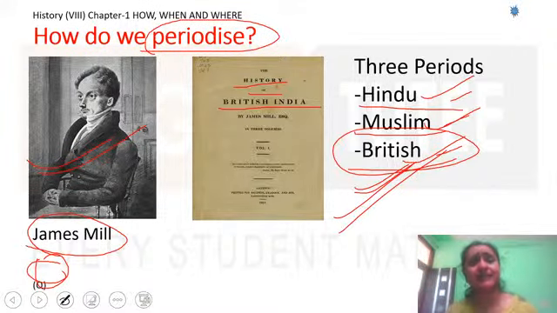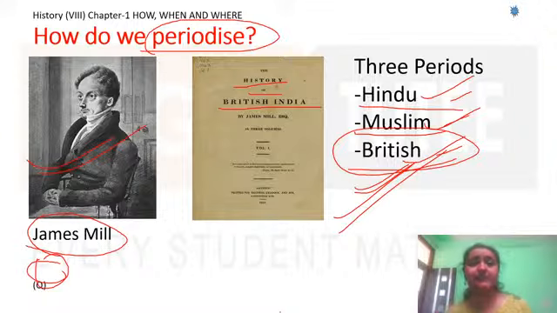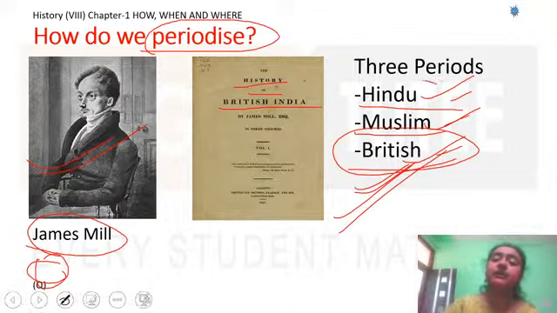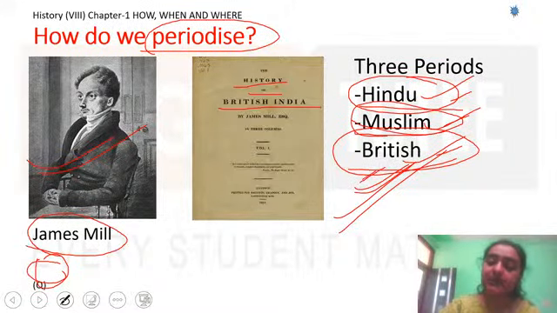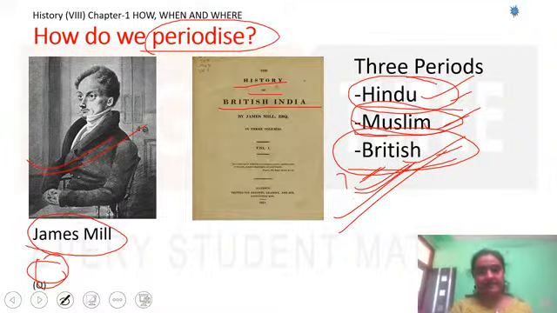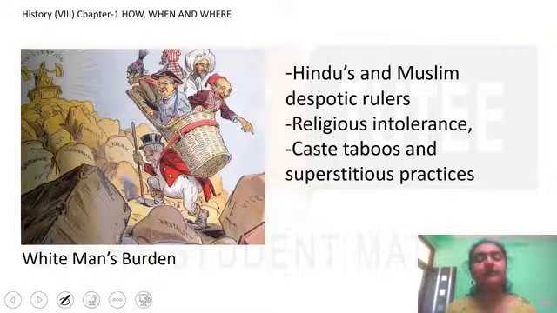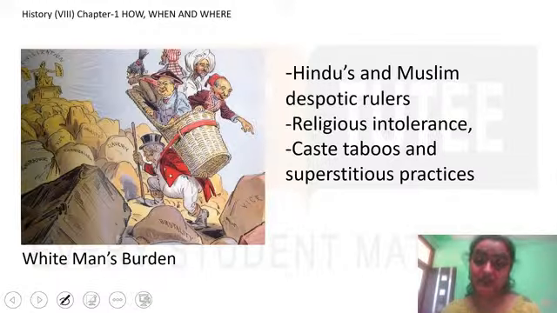But do you think this was a sensible classification? No, because it's not like that in the ancient period only Hindu rulers ruled India, and during the medieval period only Muslim rulers in India. And this British thing we will discuss in my coming slides. So this was the main problem with the periodization by James Mill. And another important theory given by James Mill we will discuss in this slide.